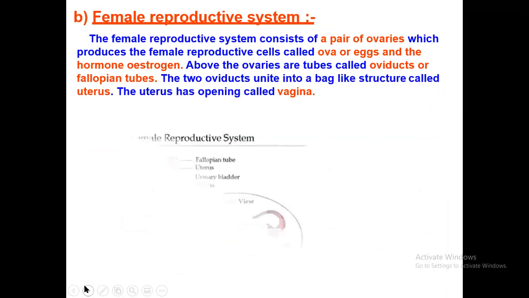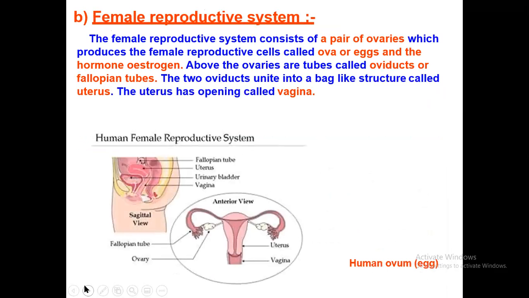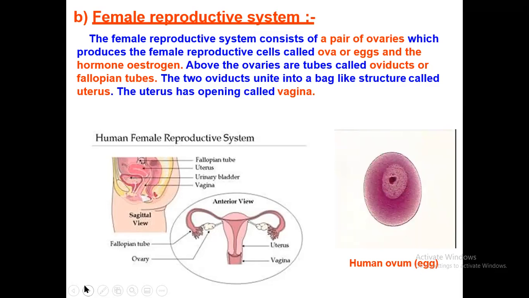Female reproductive system. The female reproductive system consists of a pair of ovaries which produce the female reproductive cell, that is called ova or egg, and the hormone estrogen. Above the ovaries, tube-like structures are there that are known as oviducts or fallopian tubes. The two oviducts unite into a bag-like structure called uterus. The uterus has an opening called vagina.